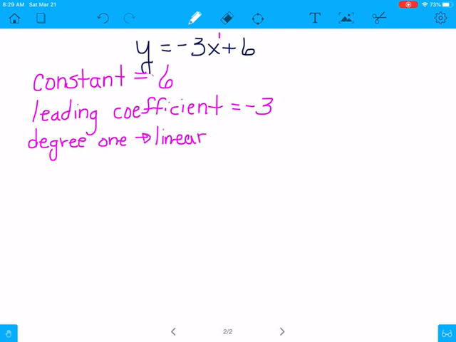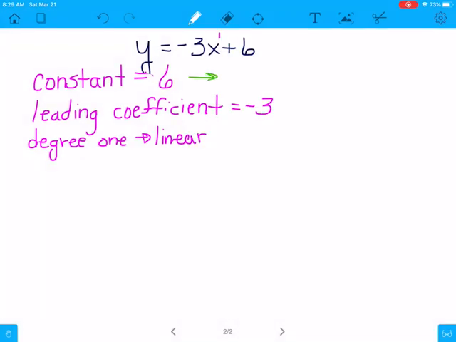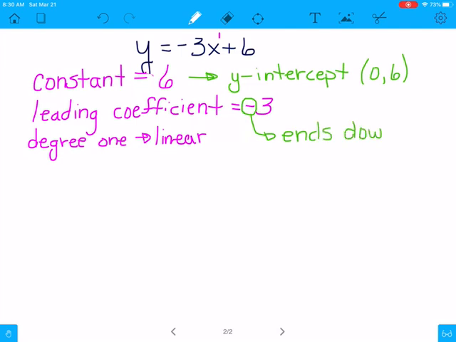Okay? Now, what we did tell you is the constant is the y-intercept. So I know I have a y-intercept at the coordinate 0, 6. My leading coefficient, which is my slope in this case, just because it's linear, the sign of the leading coefficient tells me how it ends on the right. So because the sign of my leading coefficient is negative, I know the graph ends down on the right.